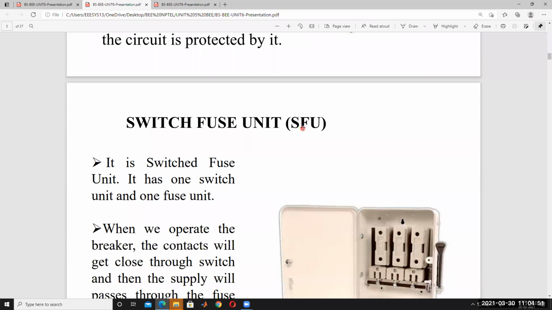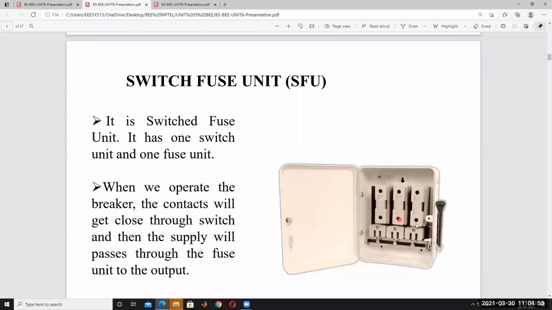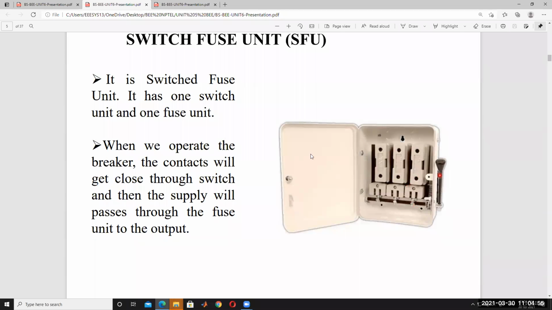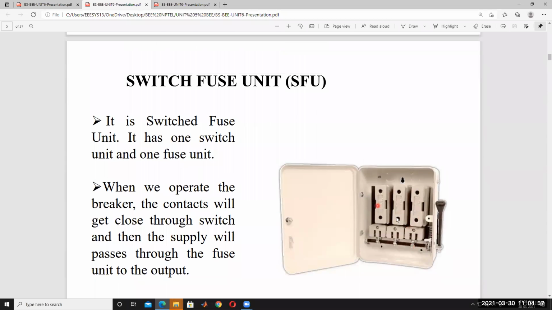And then switch fuse units, SFU, like this. I think you have observed these in your home. This type of fuse is a switch fuse unit. It has one switch unit and one fuse unit. This is called the switch unit and this is called the fuse unit. These are different types of fuses.